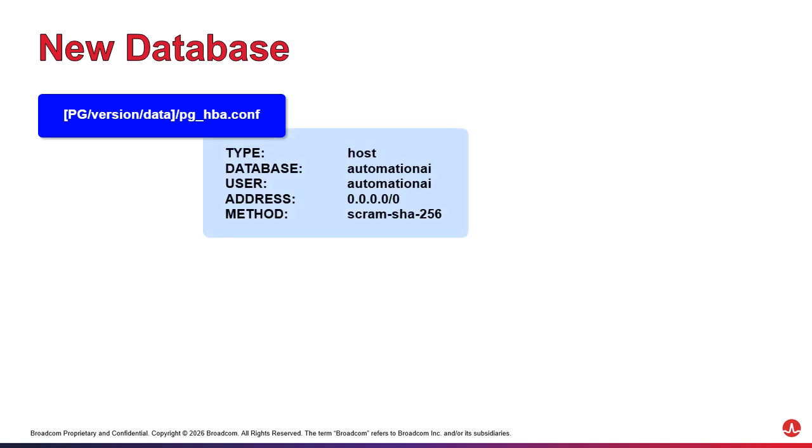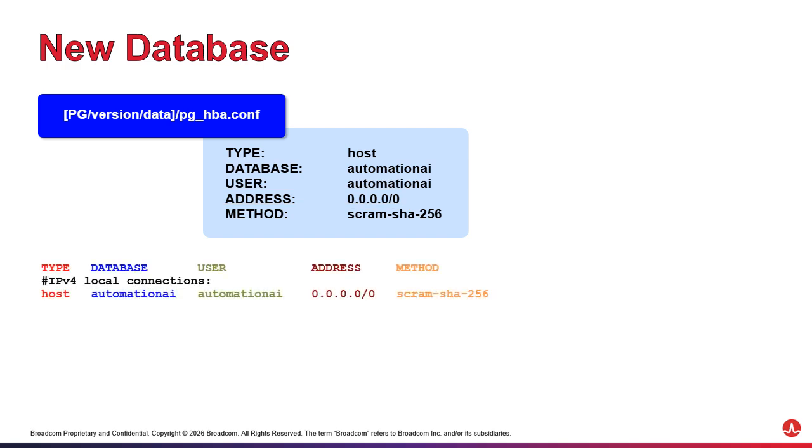Automation AI has a dedicated database hosted in PostgreSQL. First, update the PG_HBA file, which is the Postgres file that stores client connection configurations. Enable client connections to a database in IPv4. The type should be host. The database and user should both be Automation AI, and the address is 0 across the board since we're not filtering on IP. Finally, indicate the encryption algorithm. The entry should look like this. Save the file and restart Postgres.